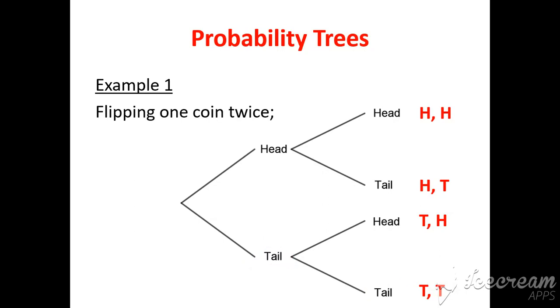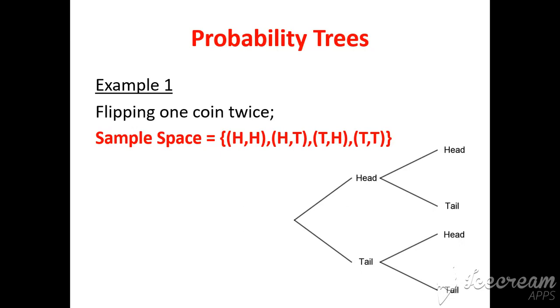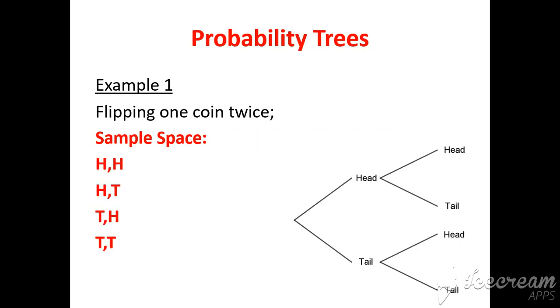There's four of them. And some students prefer to write them in these funny brackets, all four outcomes. Other students just prefer to write them down as a list like this. HH is two heads, HT is a head first and a tail second, TH is a tail first and a head second, and a TT is a tail first and a tail second.